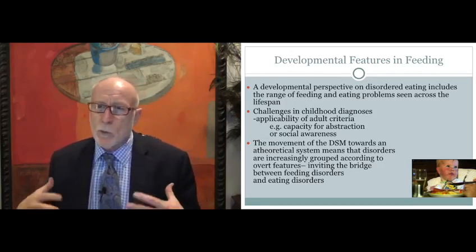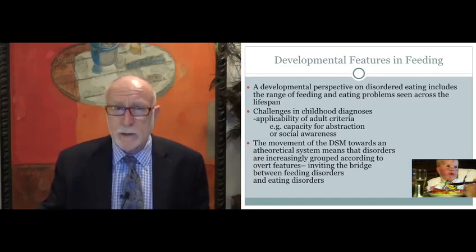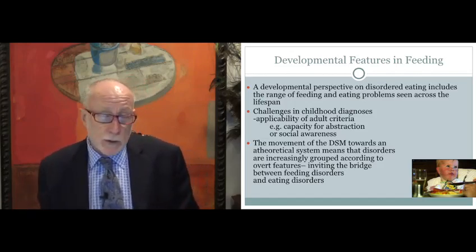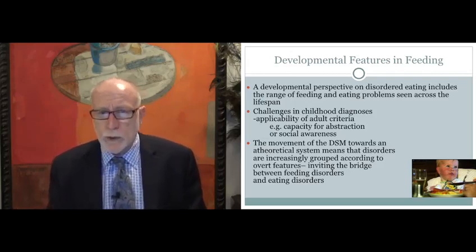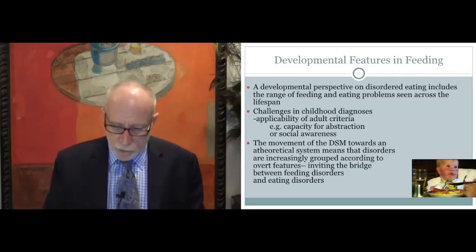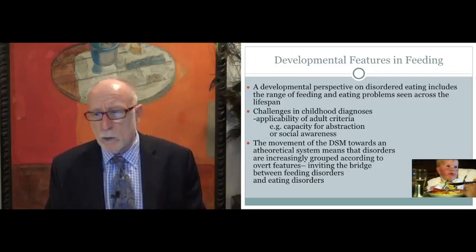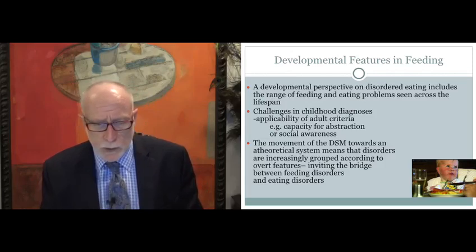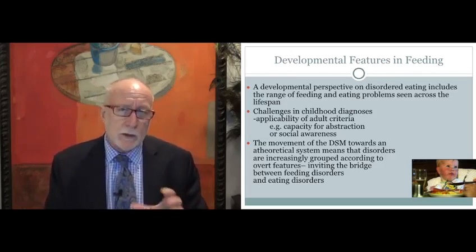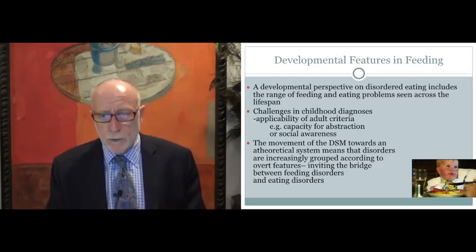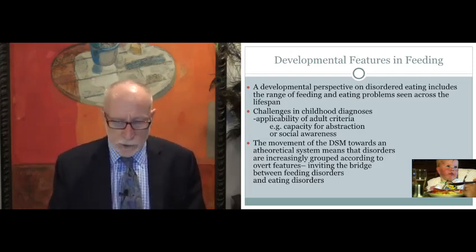They don't have that kind of awareness. It's not reasonable to think that they have that kind of capacity to decenter and see themselves in an objectified way, in the way that you might once you reach adolescence or certainly adulthood. So some of the criteria that are key to some of the adult eating disorders clearly are not going to be appropriate for the childhood disorders. So we have to take a careful look at making the standards developmentally appropriate or developmentally contingent.